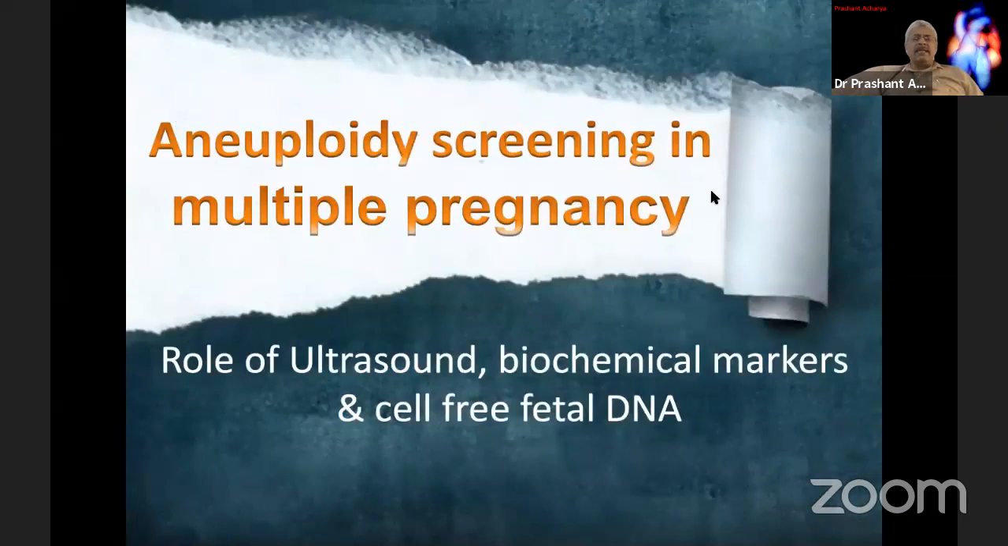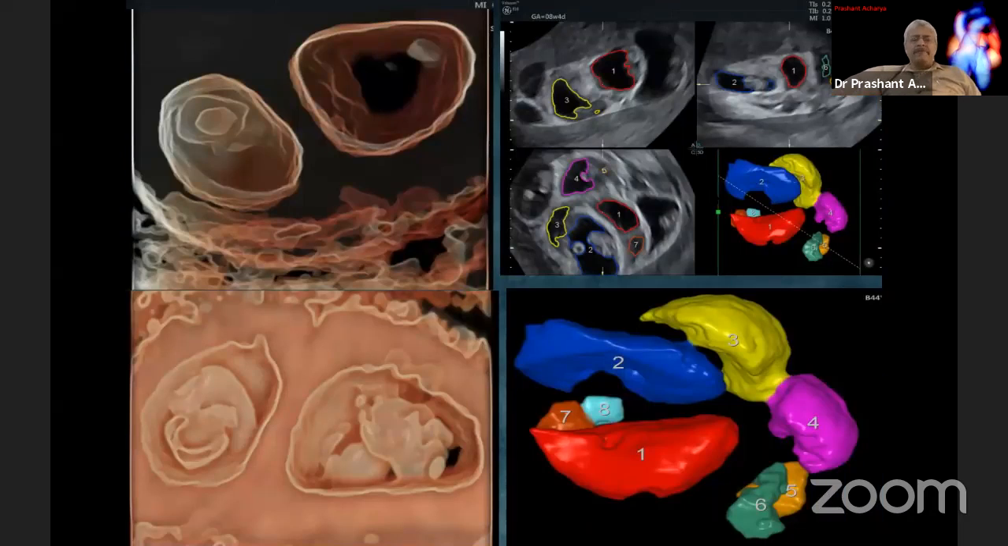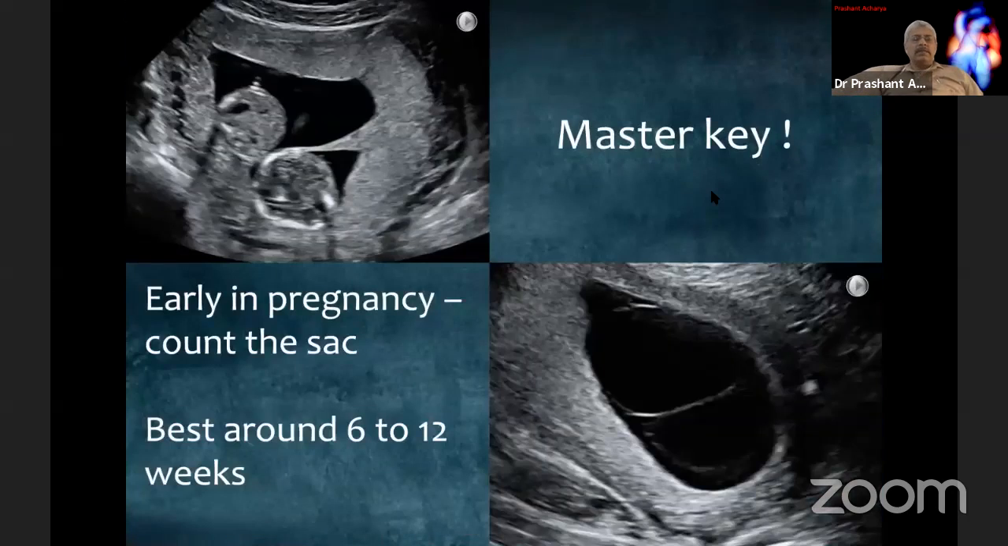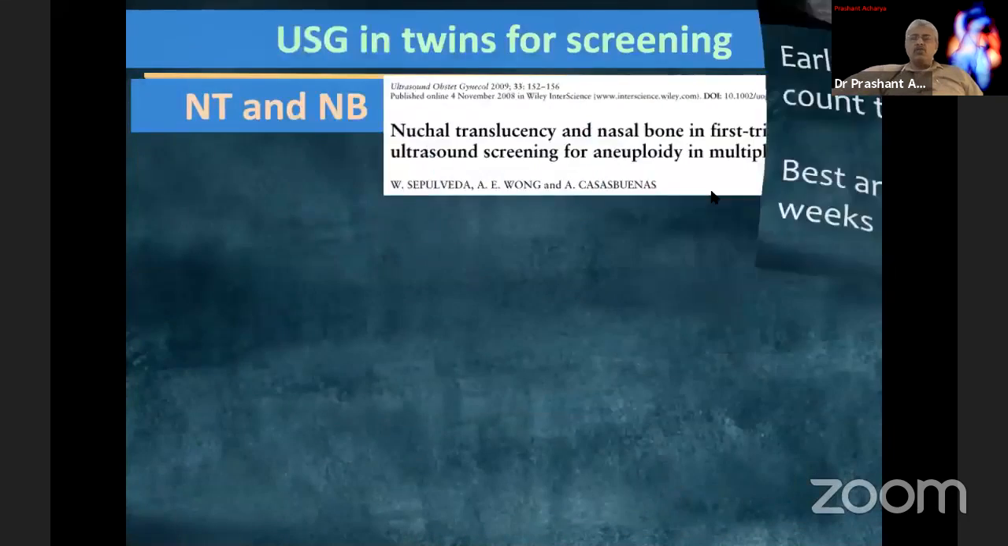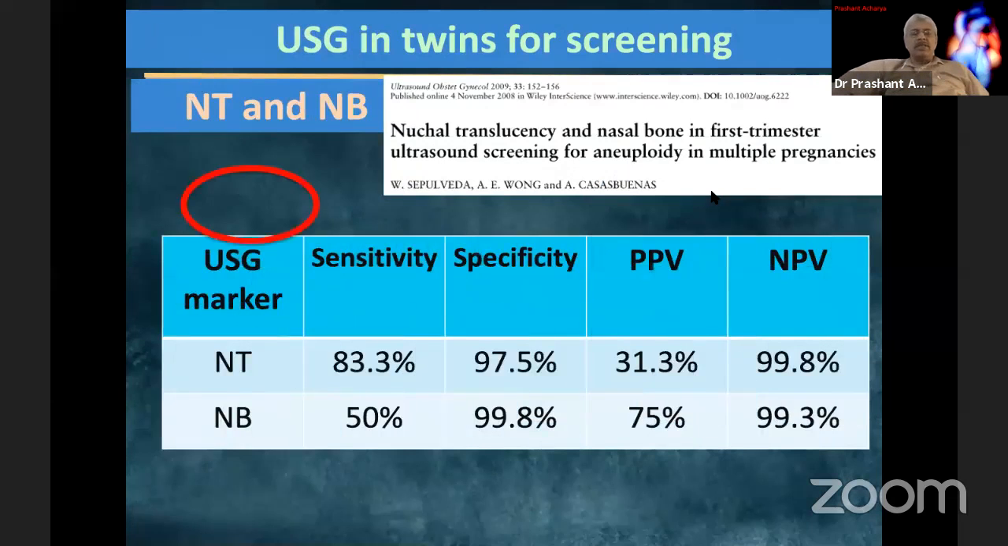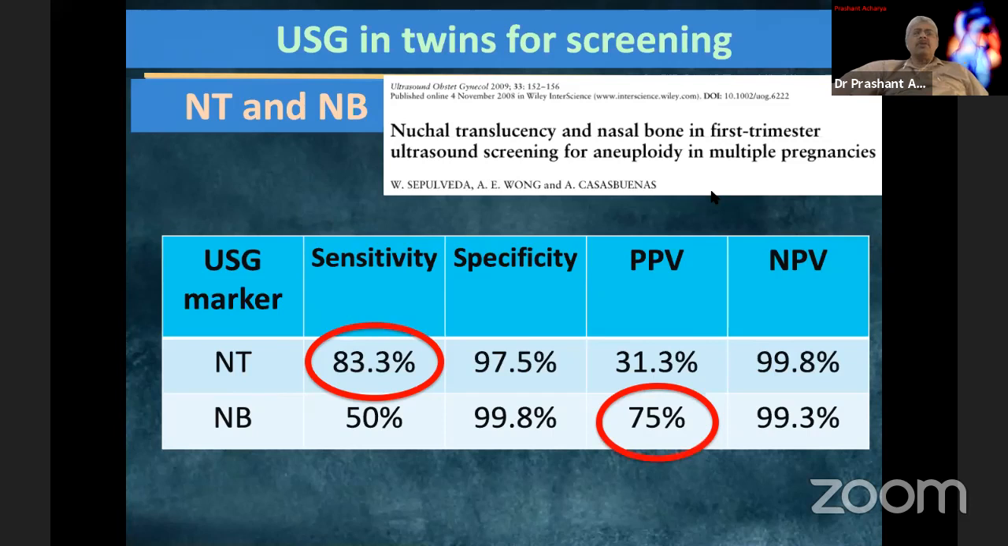Multifetal pregnancy, I'll tell you only one thing. When you are dealing with multifetal pregnancy, the master key is going to be identifying monochorionic or dichorionic twins. Ultrasound plays a crucial role, because in triplets or more, biochemical markers are useless. Nobody has evaluated the role of biochemical markers. So don't do any biochemical markers in triplets. Only ultrasound will help you in multifetal pregnancy with triplets.